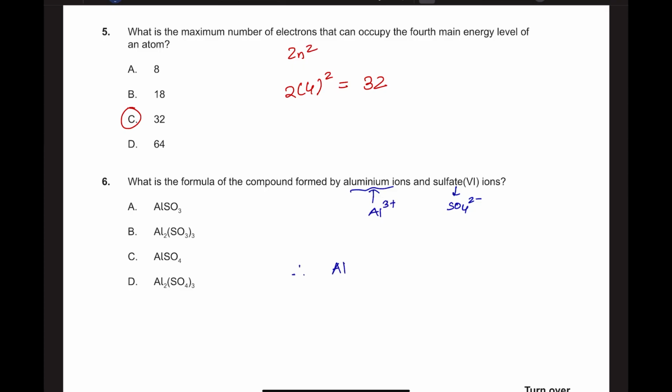Now we need a compound between this and this. So we can use the cross multiplication, or the cross method, to find the ionic compound. So bring the 3 here, bring the 2 here. You get Al2(SO4)3, which is option D.